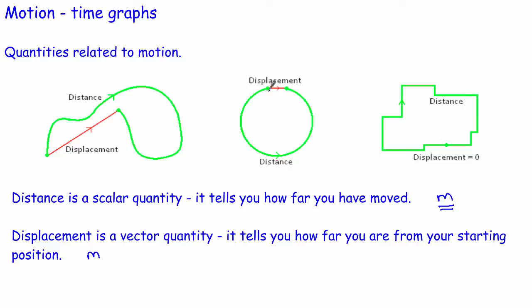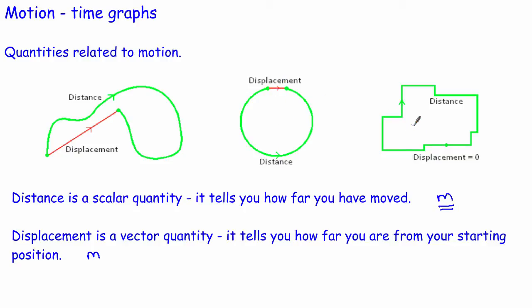Here's another example. So the distance, for example, is all the way around here. So again, we could measure that. The displacement, because these are really close together, obviously in terms of the number is going to be much, much less than the distance.